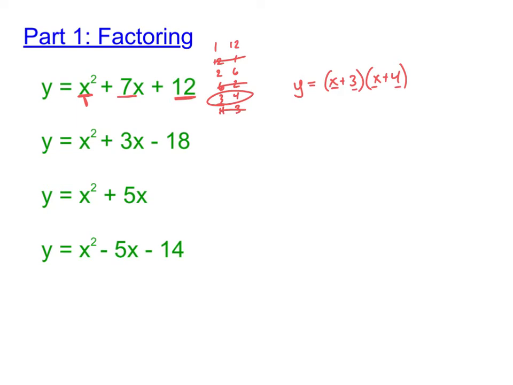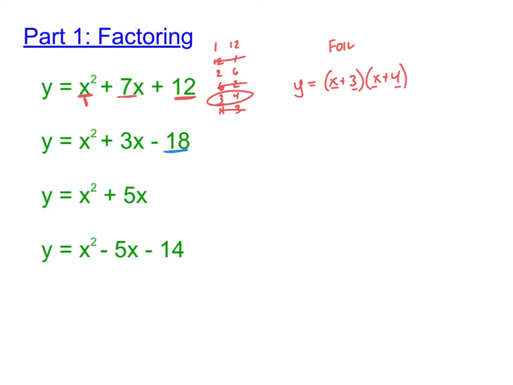And what I would do to check is I would FOIL. Remember our process of FOIL, and I would multiply it out and it would work out to that. And then the next one I do the same concept, where only now I'm looking at the negative 18.